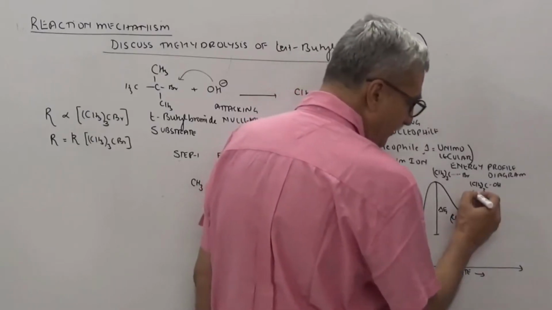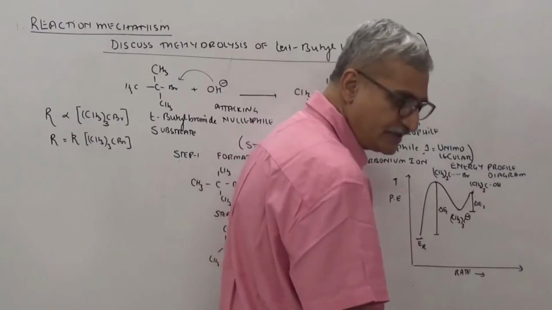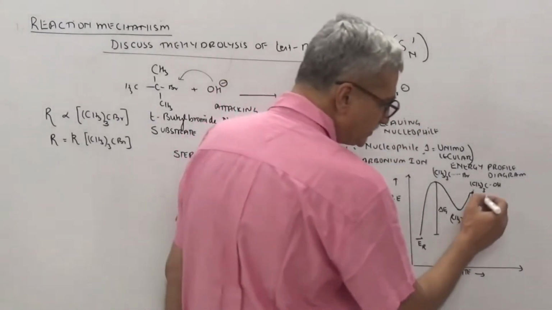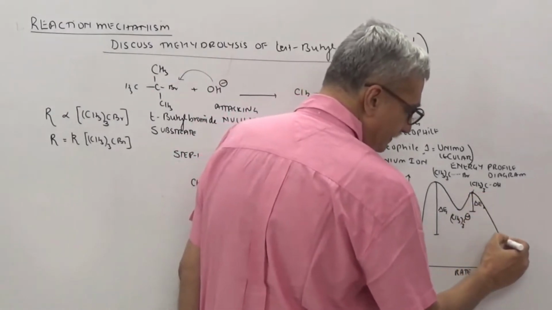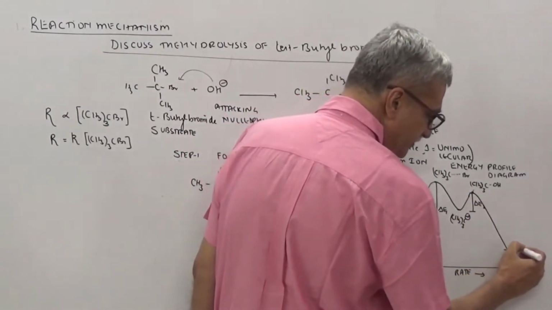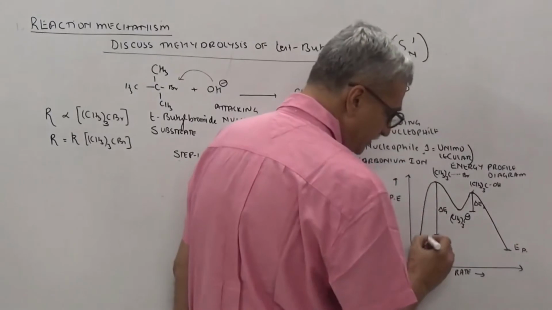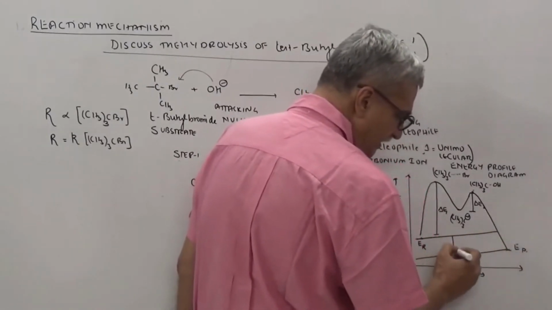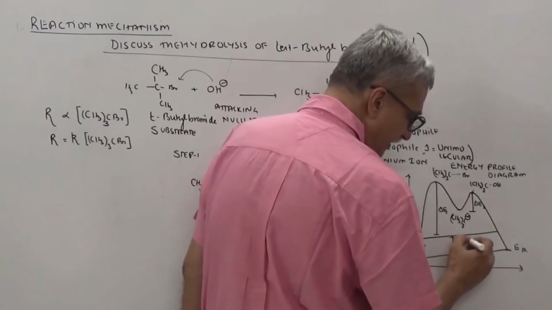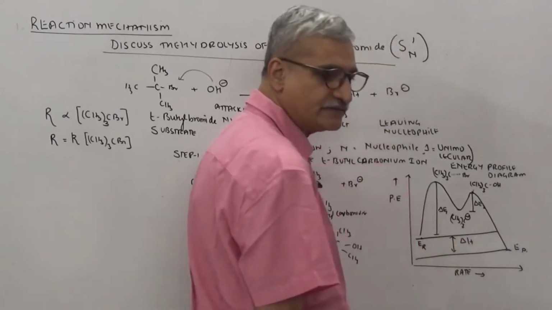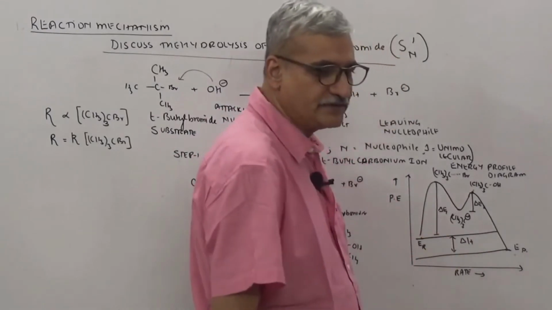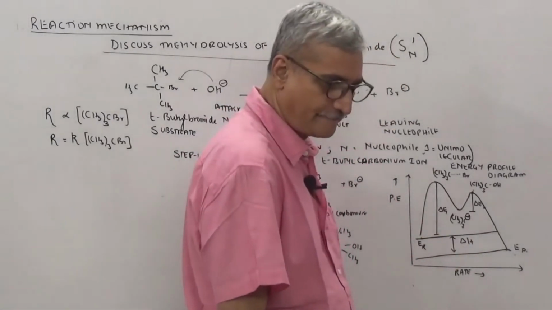Now what happens? The moment the bond is formed, product is getting formed, product energy has to be less. If product energy has to be less, what will it do? It will go down over here. So this will be the energy of product. So what is this then? This difference is delta H, the heat of reaction. So energy of product is less than that of reactant. So it's an exothermic process.